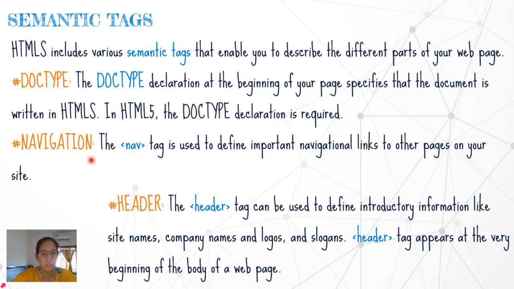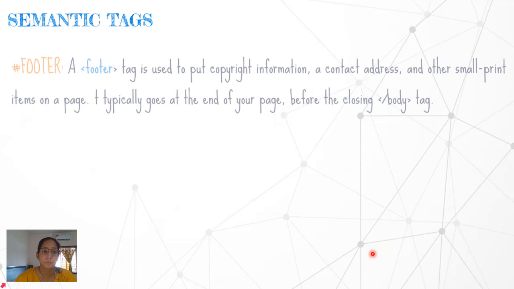Second, we have the navigation tag. For navigation, we use the nav tag. It defines important navigational links for the other pages of your site. Next, header. The header tag can be used to define introductory information, for example, logo, slogan, website name, etc. So for this we use the header tag. It appears at the very beginning of the body of the page.